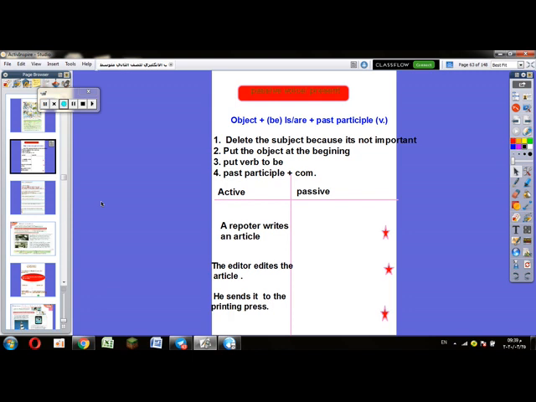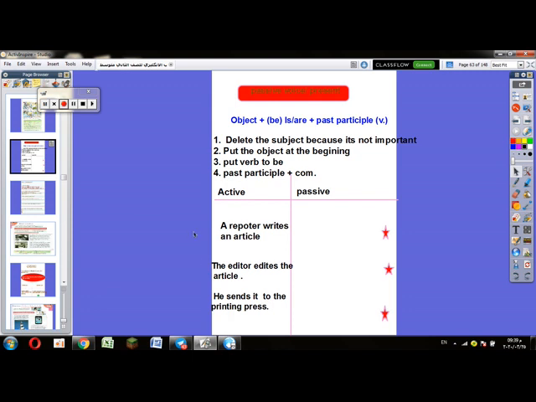What we have to do to change the sentence from the active voice to passive voice. First, we need to delete the subject because it's not important. We have to bring the object. I'll put the object at the beginning of the sentence. Then we put verb to be. Then we have to change the main verb to past participle.